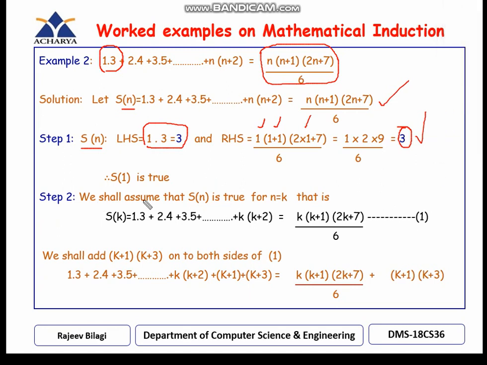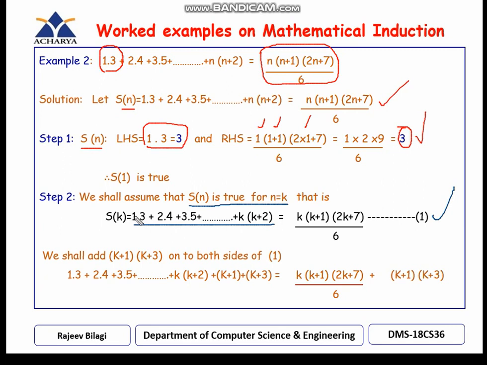Next, I will assume that S of n is true for n equal to k. That is S of k equals 1.3, 2.4, 3.5, like this up to k into bracket k plus 2, which is your second step. Now based on this pattern, I can say that the first element is 1, and the second element is 2 plus 2 of the first element.